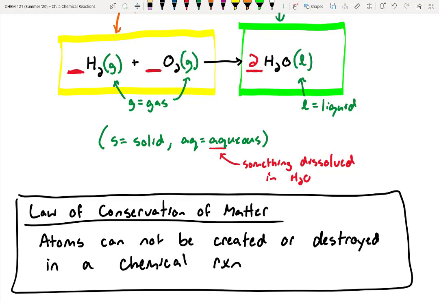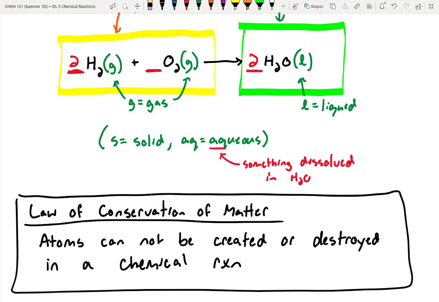That's good. If I go over and double check my hydrogens again though, I now have 2 hydrogens here, but over here I've got 2 times 2 equals 4 hydrogens in my water product side. So what do I need to do? Well, it's pretty straightforward. I just need to multiply this side by 2.